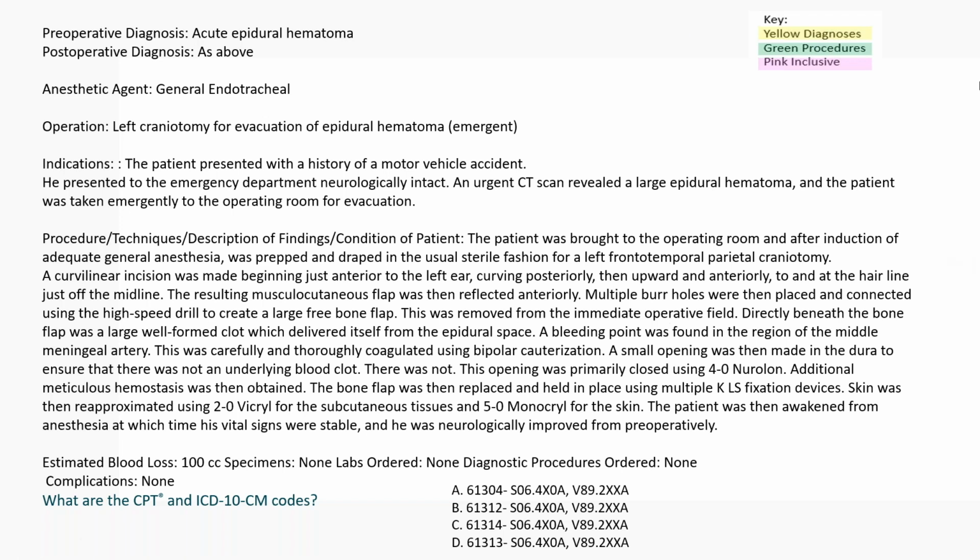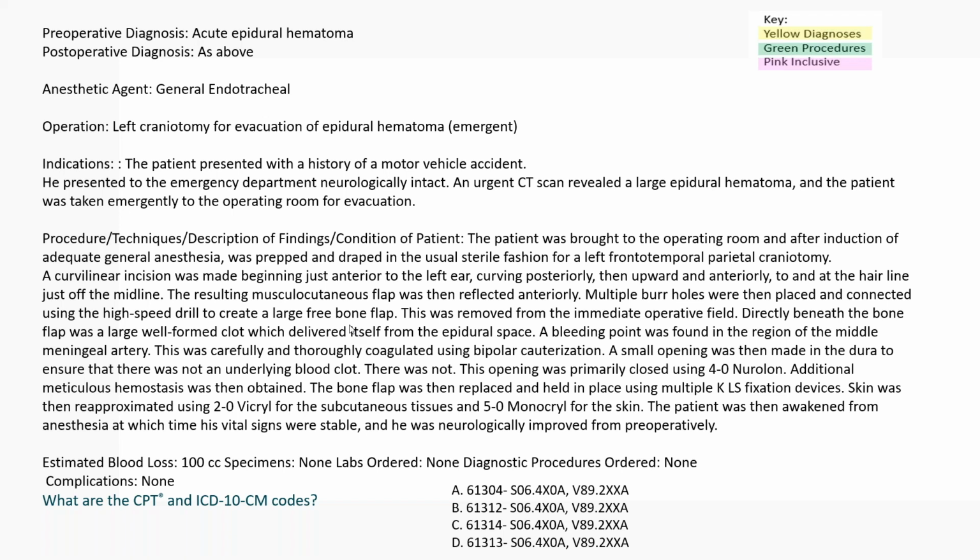All right. What are the CPT and ICD-10-CM codes? A. 61304, S06.4X0A, V89.2XXA. B. 61312, S06.4X0A, V89.2XXA. C. 61314, S06.4X0A, V89.2XXA. Or D. 61313, S06.4X0A, V89.2XXA.